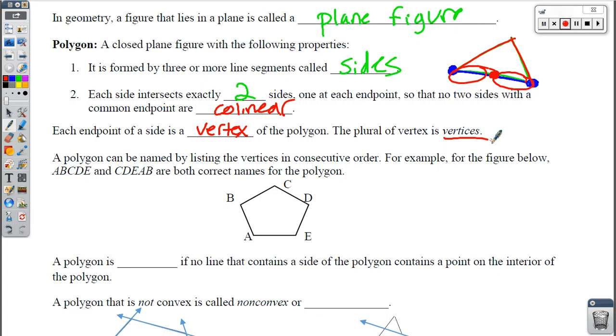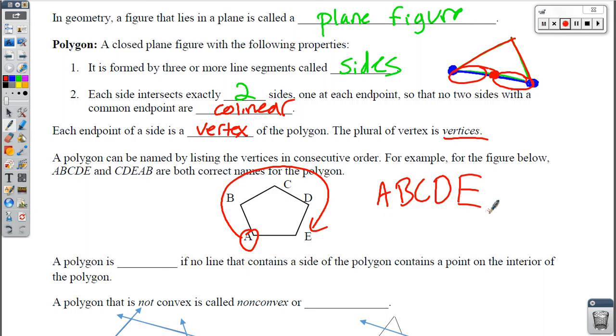A polygon can be named by listing the vertices in consecutive order. So if we want to name this polygon, what we do is we just pick a starting point, doesn't matter where. I'm going to pick A to start with because it's the first letter of the alphabet. And then we just have to go around the shape. And it doesn't matter which direction we go in either. So if I'm going to start at A, then I could go around this direction. I could name this pentagon A, B, C, D, E. The fact that there are 5 letters, 5 points, 5 vertices, tells you that it's a pentagon.